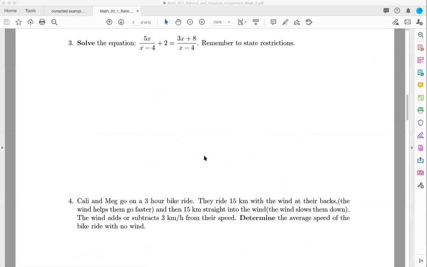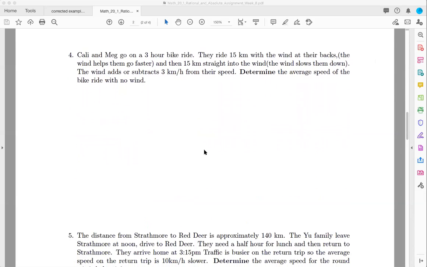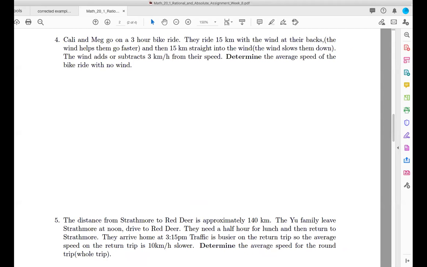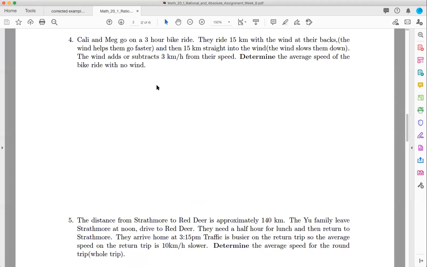All right, so here, question number 4. These word problems are tough, and it takes a little bit of work to work on them. Let's see what we can do here. Callie and Meg go on a 3-hour bike ride, and they ride 15 kilometers with the wind at their backs, and then when they come back, it's straight into the wind. Not very fun. Let's determine their average speed of the bike ride when we don't talk about wind.